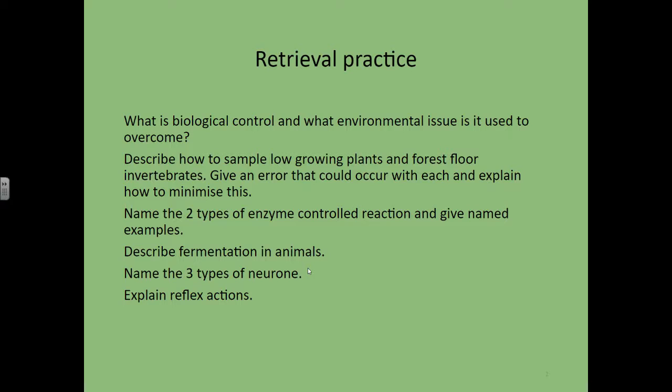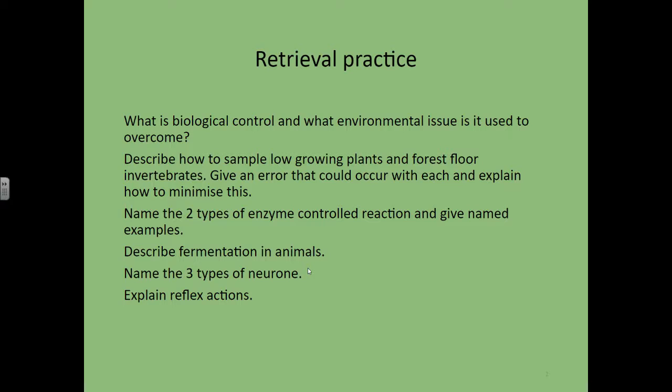Fermentation in animals, so glucose is broken to pyruvate with the production of 2 ATP. That pyruvate is then turned into lactate in the absence of oxygen. No further ATP is produced, so in fermentation in animals you have 2 ATP overall.